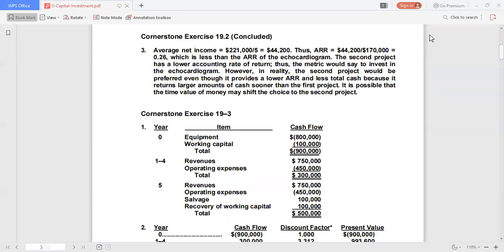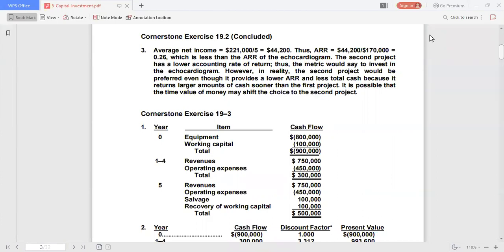For year 0, you will have a cash outflow equal to 900,000. That's for the cost of the new equipment and the working capital that will be needed to finance operations. So the total cash outflow as of year 0 is $900,000. Now, from years 1 to 4, there will be an inflow, which is the difference between the expected annual revenue of 750,000 and the operating expense of 450,000.